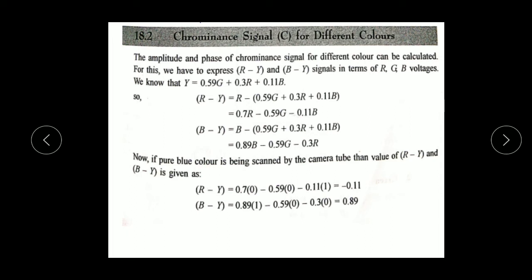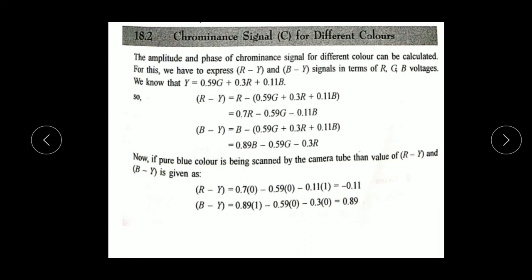Chrominance signal C for different colors. So how do we generate the seven colors using these chrominance signals? Every color depends on the equivalent C value and theta. Different theta and different C values generate different colors. The amplitude and phase of the chrominance signal for different colors can be calculated. For this, we have to express the R minus Y and B minus Y signals in terms of the RGB voltages.